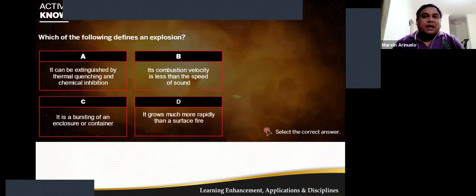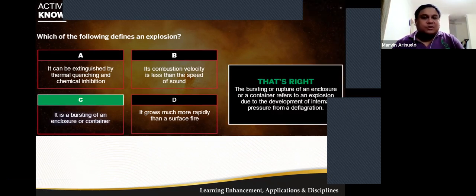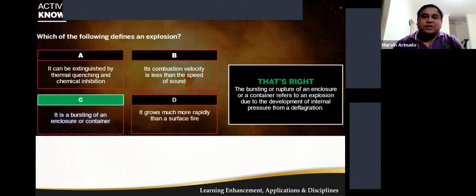So let's check in. Which of the following define an explosion? No? So we discussed it earlier. So it's C, Mr. Norman, Mr. Rahil, Muhammad. It's a bursting of an enclosure or container. And the bursting or rupture of enclosure refers to an explosion due to the development of internal pressure from deflagration more than the strength of the container.